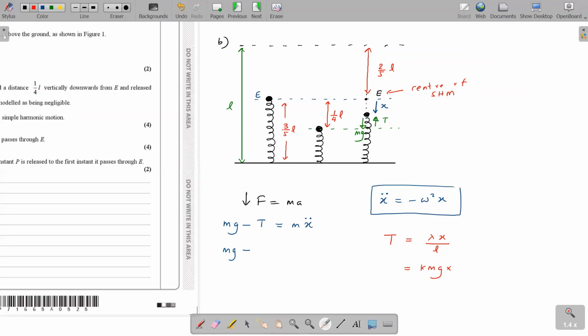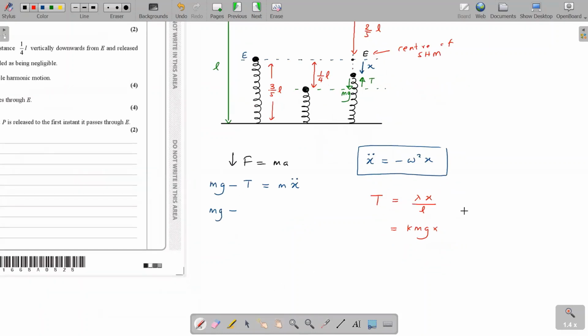So then let's get the answer. It's really important that you identify what this x here represents. It's not the x distance that I used over here. x is the compression of the spring when you use Hooke's law. So k mg into the x distance. How much have we compressed?